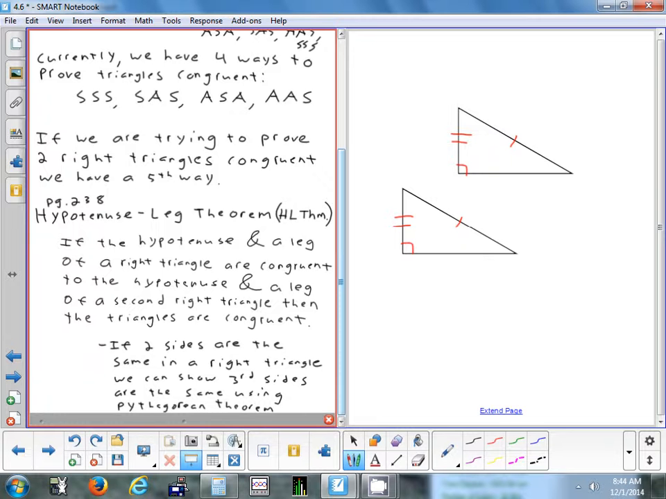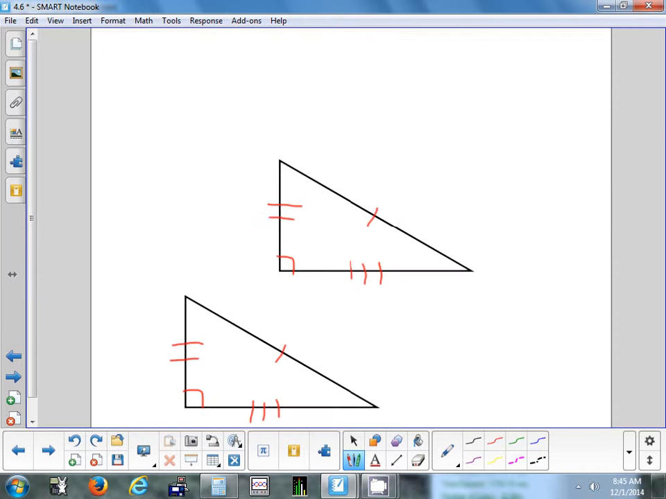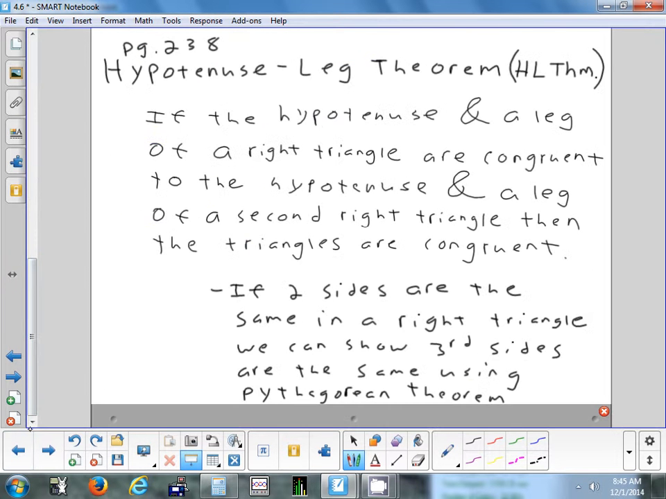If you have two sides in a right triangle, you can find the third side using the Pythagorean theorem. That's the name of the theorem. I didn't say it earlier. But you can prove with that theorem that if two sides match, the third sides are automatically going to match. So really, the reason the hypotenuse leg theorem works is because of the Pythagorean theorem, and the Pythagorean theorem would give you side, side, side. That's one reason why the hypotenuse leg theorem works. Any question on that?